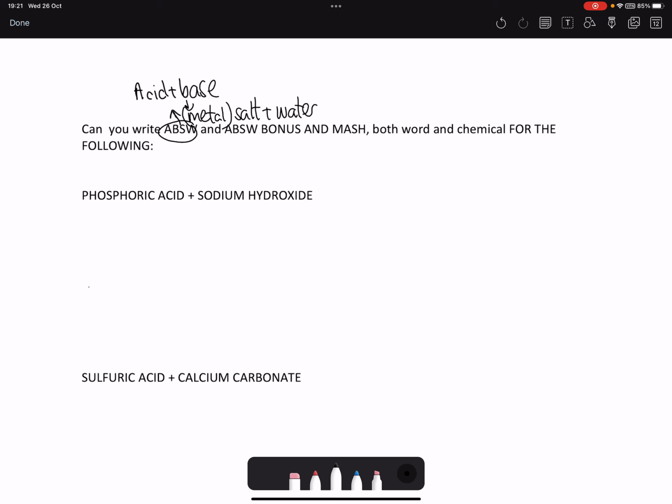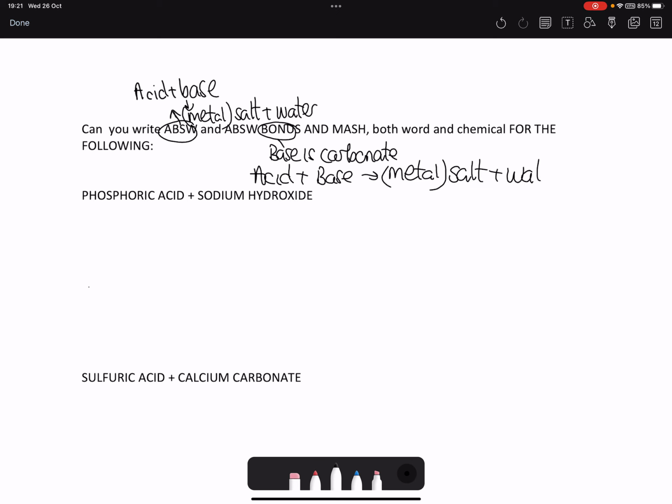And then we have an all boys sing well bonus. And the bonus is when our base is a carbonate. So we're still going acid plus base. In this case, a carbonate. It's going to give me my metal salt. It's going to give me water. And it's going to make me bonus carbon dioxide. So it's really important that you recognize if my base is a carbonate, I'm getting carbon dioxide. So we have half our word equation done.